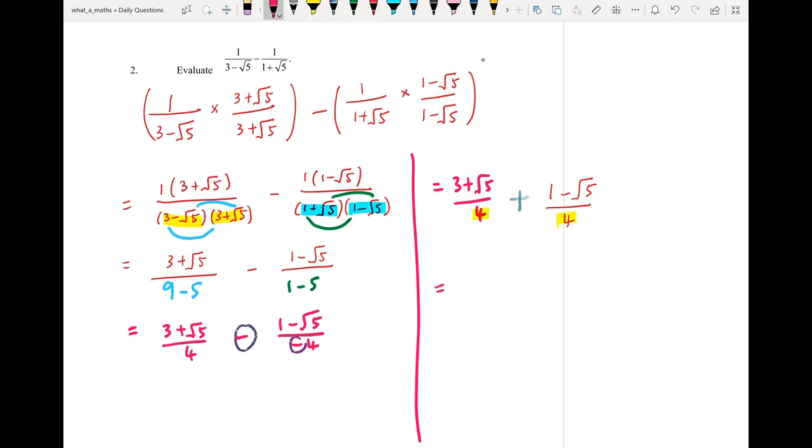fraction. This is 3 plus surd 5 plus 1 minus surd 5. And notice that surd 5 minus surd 5 will cancel out. I'm left with 3 plus 1, that's 4. 4 over 4, the final answer is 1.